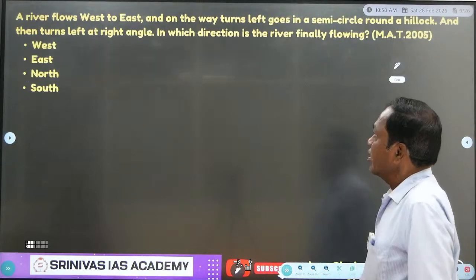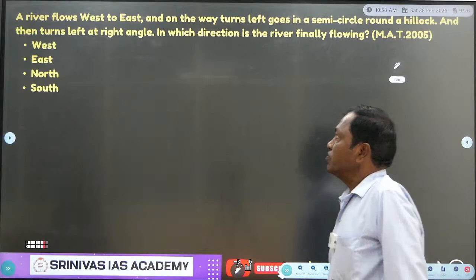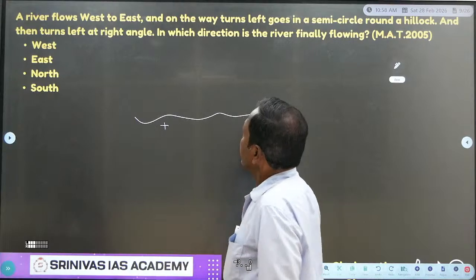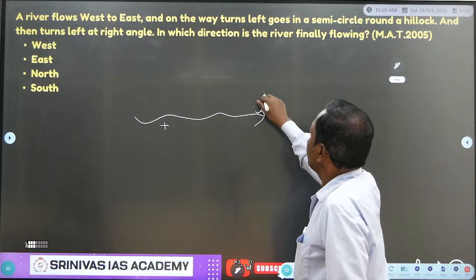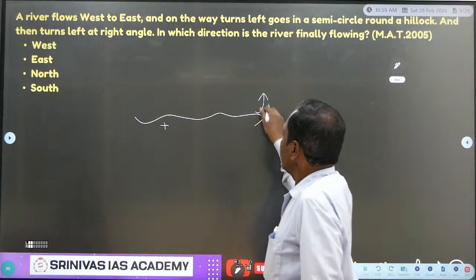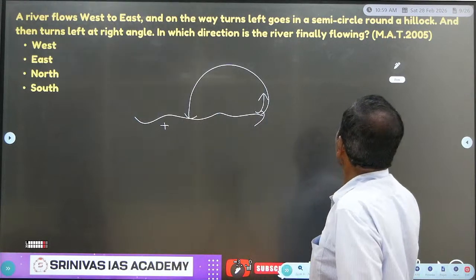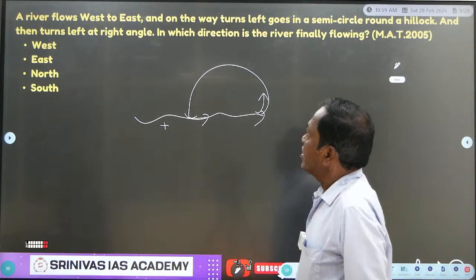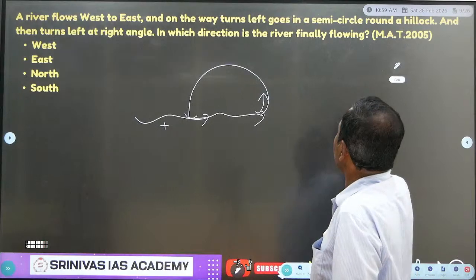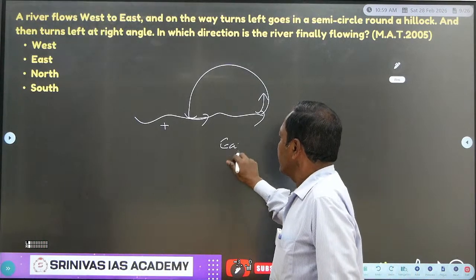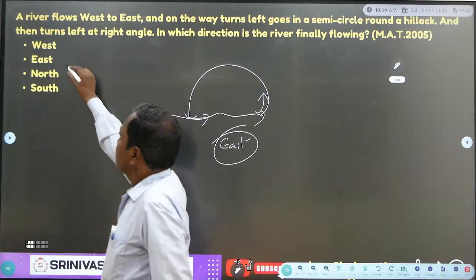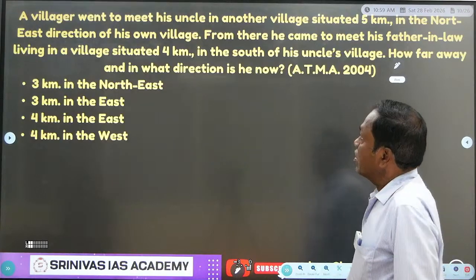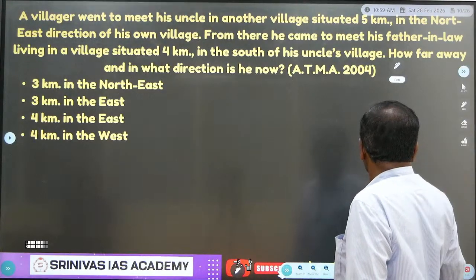Next. Now a river flows west to east. A river flows west to east like that. And on the way it turns left and goes in a semicircle round a hillock, and then turns left at right angle. In which direction is the river finally flowing? East. That is the east, like that. Now you just solve this question.